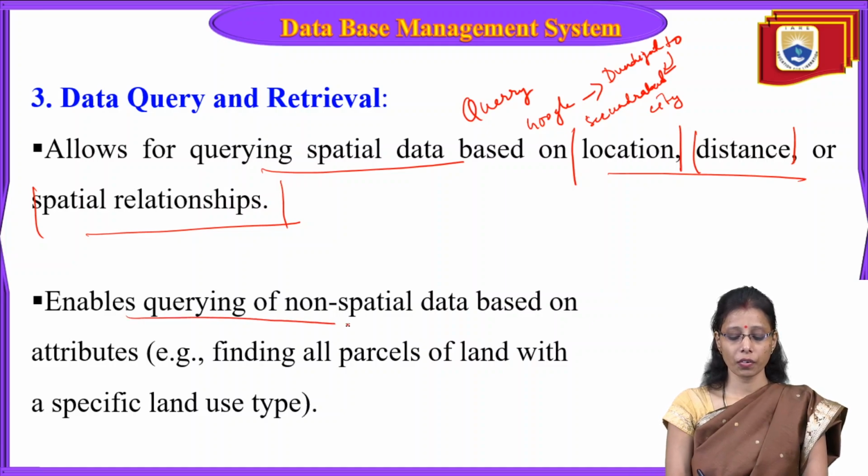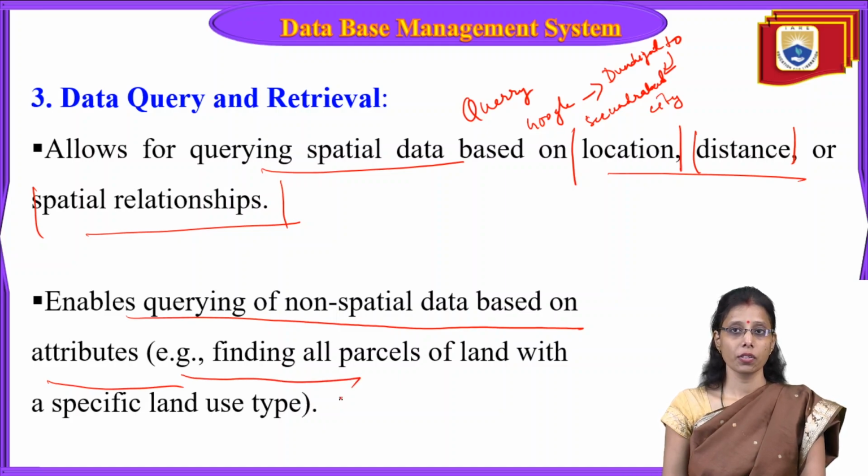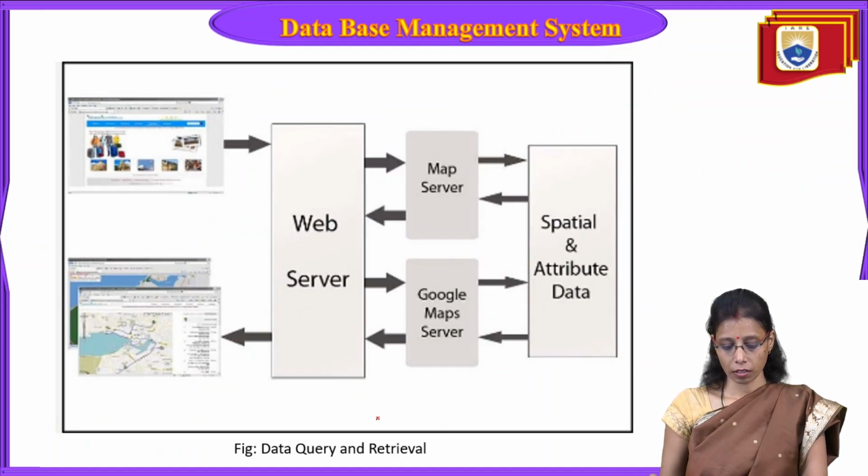And it will enable the querying of non-spatial data based on the attributes. For example, finding all parcels of land with a specific land use type. So it will enable the query of non-spatial data, which is based on the attributes. It will help us find the parcels, the land, and the specific land use type in that area. Okay, this is how data query helps us.